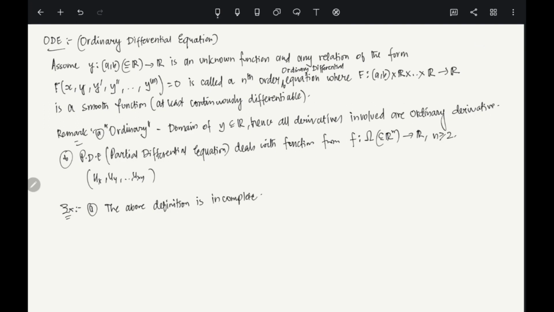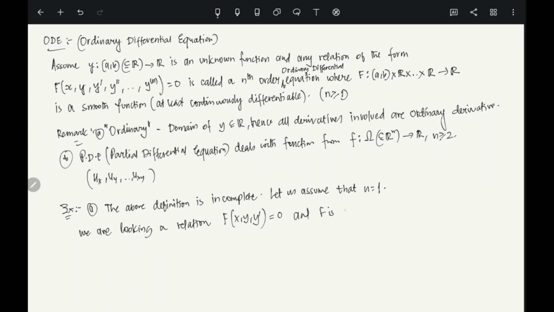First of all, here also n is greater than or equal to 1. So first of all we will just put n equals 1. Let us assume that n equals 1. Essentially we are looking at a relation which will look like this: F of x, y, y prime equals 0, and F is C1, continuously differentiable, whatever the domain is, but it is C1.